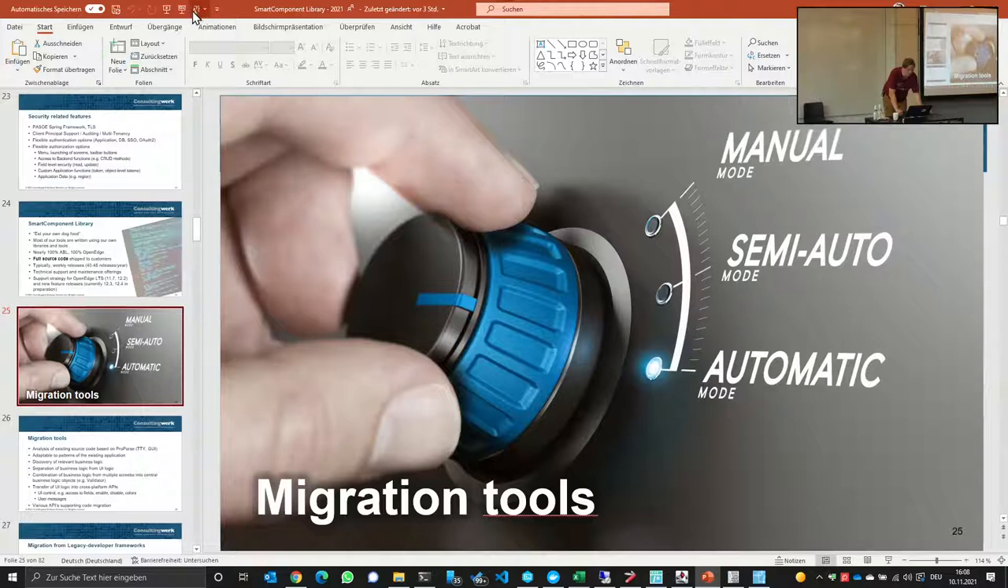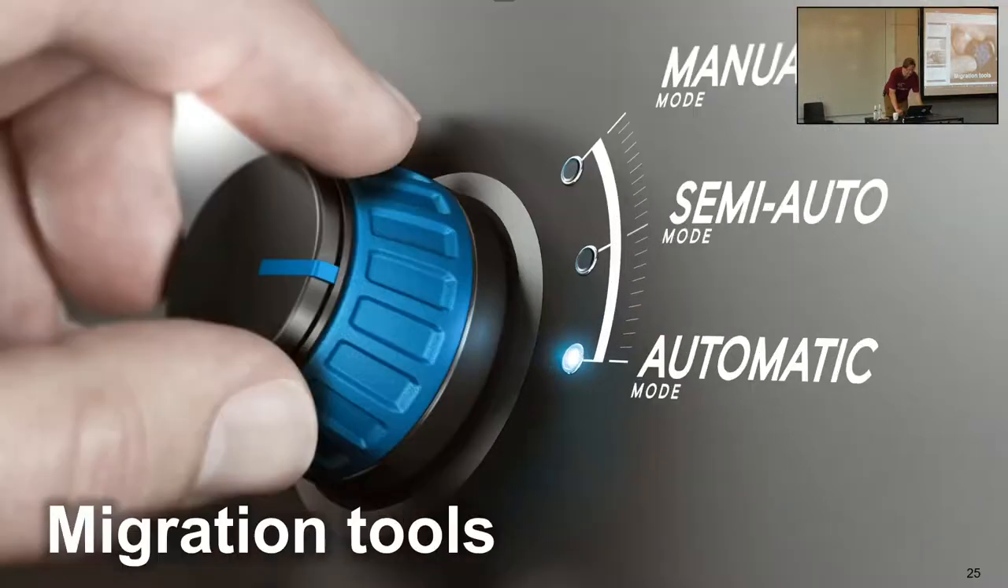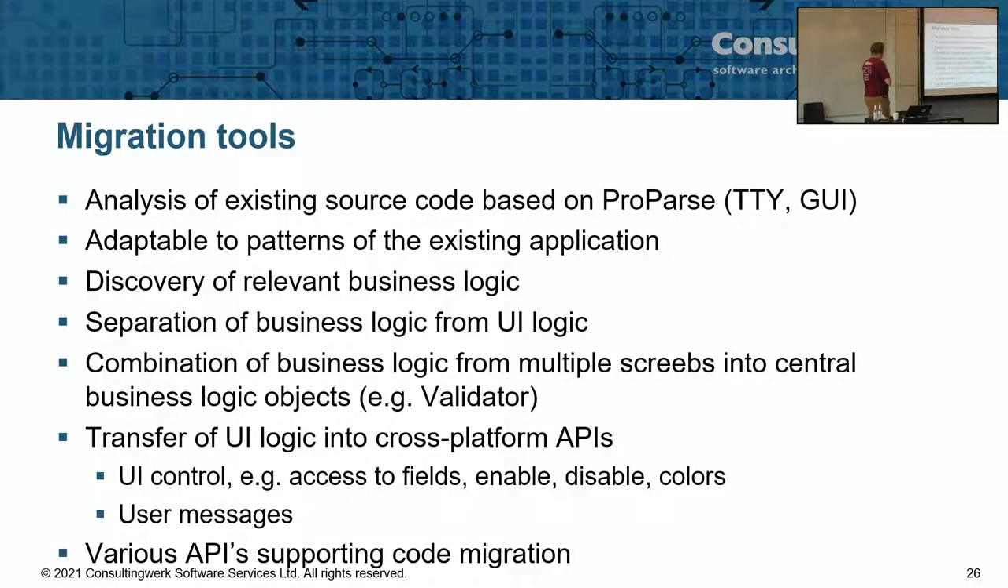So let's briefly then talk about migration tools. So we have tools that support developers by analyzing existing source code, and we use ProPass, which was also mentioned by Gilles Kerre in the Capo presentation. ProPass is a tool which analyzes Progress code and makes it easily consumable for programs. It translates code into an abstract syntax tree, and I'll show you in a second how the abstract syntax tree looks, based on an actual tree view control in a .NET UI.